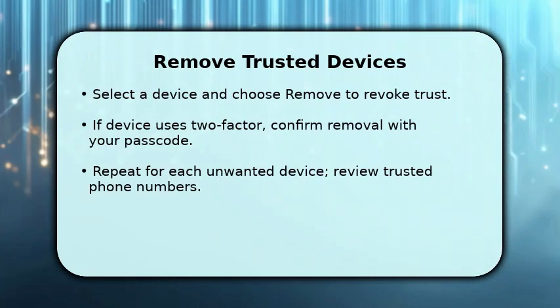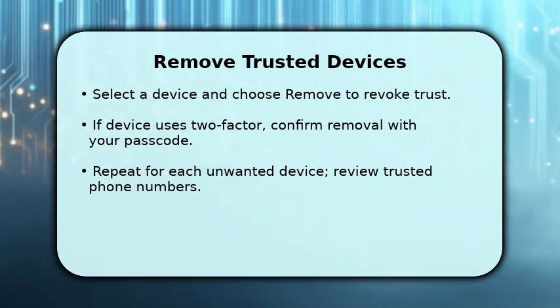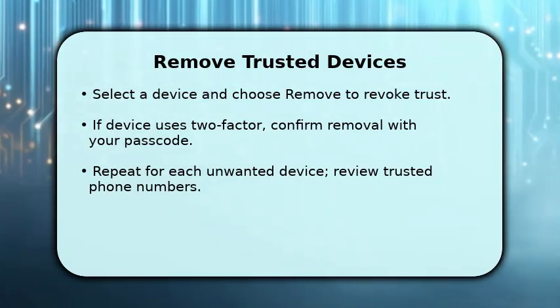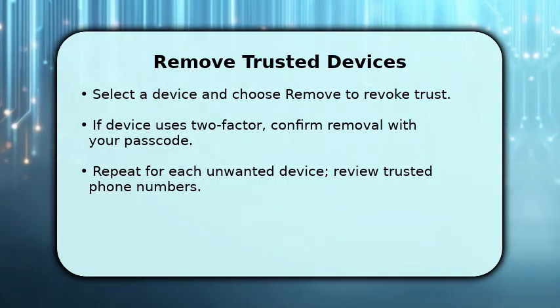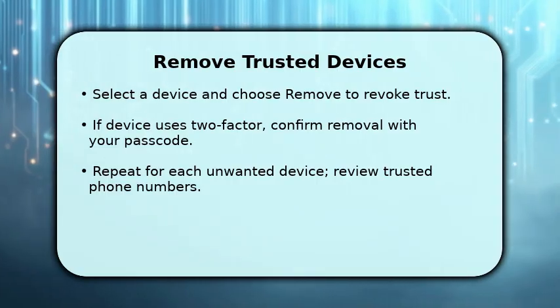As a first action, pick the device you want to remove and tap it to reveal options. Once you've opened a device's detail view, choose Remove to revoke its trusted status. This immediately prevents it from receiving verification codes. If prompted, authenticate with your device passcode or Apple ID password. This step proves you authorize the change.